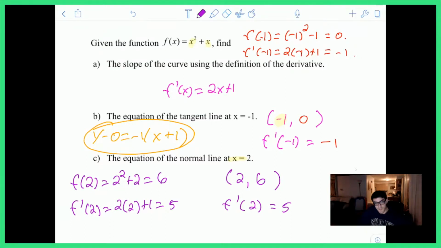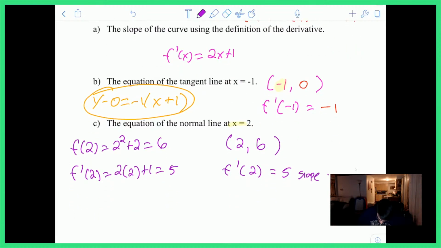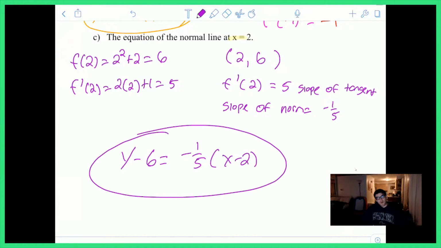So that's my slope. But that's my slope of my tangent. This is the slope of the tangent. So to find the slope of the normal is the opposite reciprocal slope, right? So -1/5. That's the only change with a normal or a tangent. No difference otherwise. So I'm going to just finish this up. Y minus y1 equals m, which is the slope, parentheses x minus x1, and there's my equation of my normal.